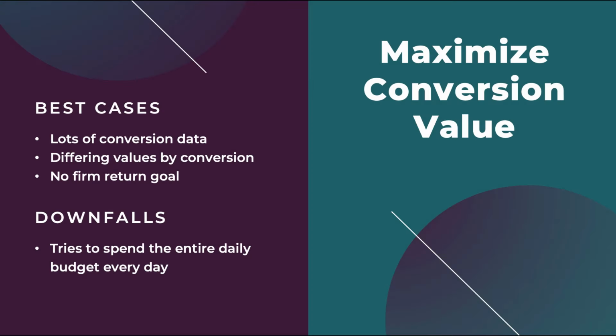Some of these are getting a little bit redundant, but hopefully this is still useful to go through each of these. We need to have lots of conversion data available for maximize conversion value. It's best if you have differing values for each of your different conversions and you're not worried about the specific return on ad spend goal. Maybe that's because you're simply just trying to drive as much value as you possibly can, or maybe your account is already highly profitable and you don't want to set a limit. So we're just trying to make sure that we get as much value out of our daily budget that we can. Because again, just like with the maximize clicks and maximize conversions, Google is going to try and spend the entire daily budget every single time.